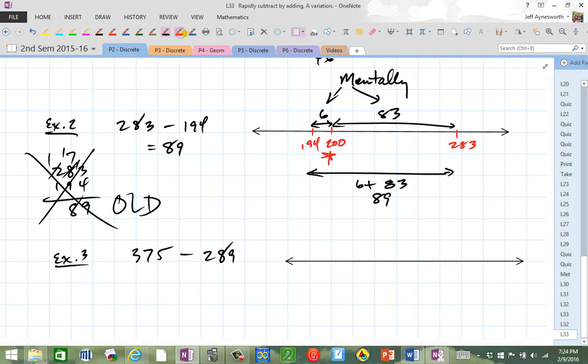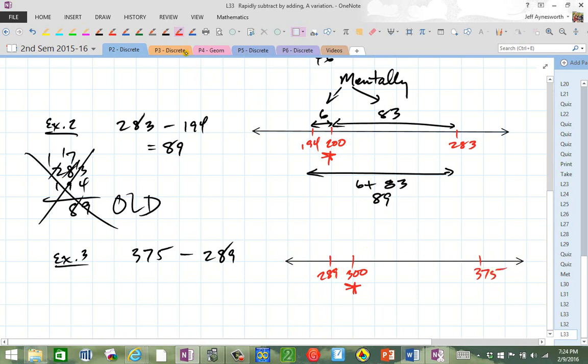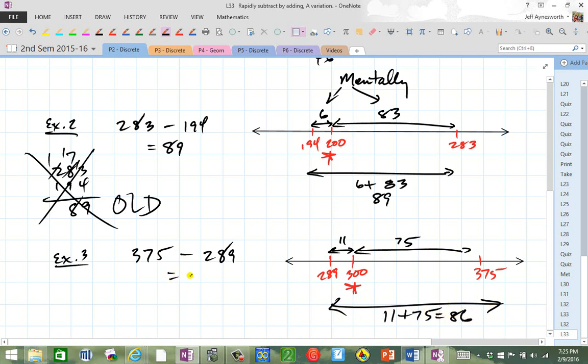So 300 is in between these numbers. So let's say 300 is here, 289 is here. It's obviously smaller. 375 is way over here somewhere. Okay, and now how far away is this from 300, our reference point? So here from 289, counting up, 289 plus 1 is 290, and then 10 more. So this has got to be 11. All right. Obviously, the distance from 300 to 375 is 75. And then the total distance, which is called the difference between the two, is 11 plus 75, or a total of 86. Okay. So this is 86. And that's all there is to it.